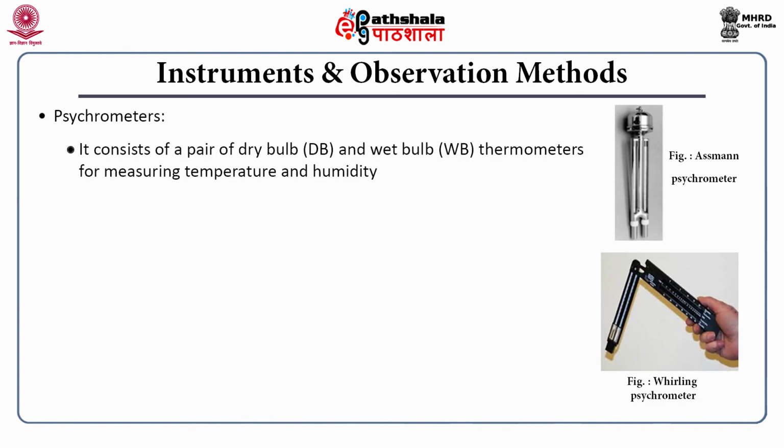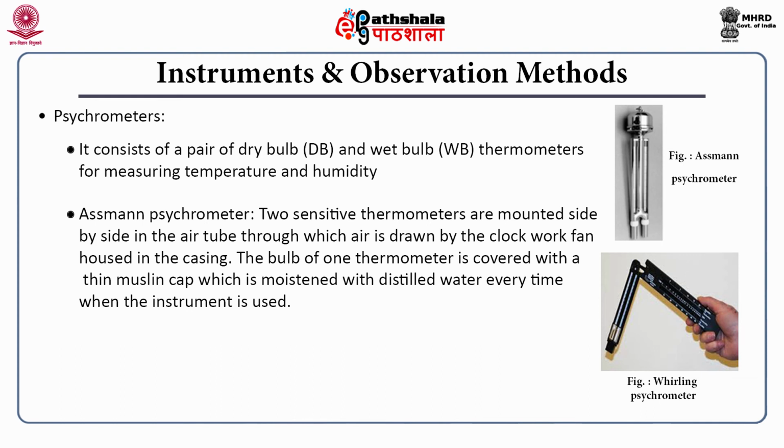Psychrometers, generally, are a pair of dry bulb and wet bulb thermometers. They are used for measuring temperature and humidity. There are two main types: one is the Assmann psychrometer, another is the whirling type psychrometer. In the Assmann psychrometer, the dry bulb and wet bulb are there, and air is sucked by a clockwork fan. The bulb of one thermometer is covered with a thin muslin cap, and each time the psychrometer is used, it should be wetted with distilled water.